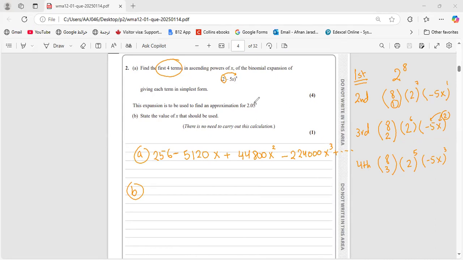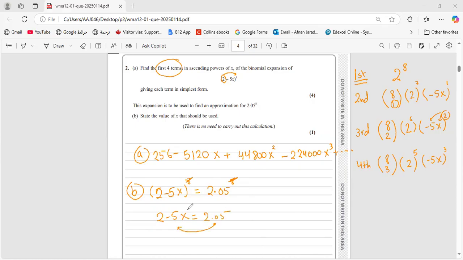Okay, look here. 2 minus 5x to the power of 8 equals 2.05 to the power of 8. So the power of 8 is exactly the same. Here you just need to find x. So 2 minus 5x equals 2.05, right?